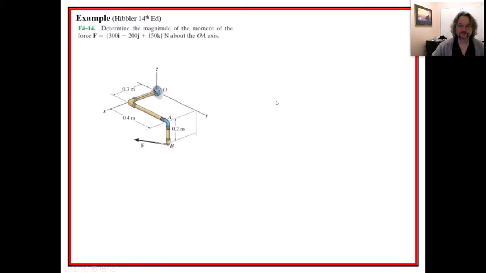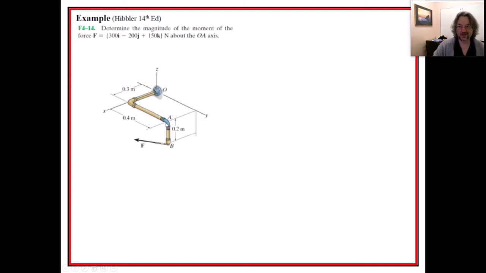All right, one more. Here's an example out of Hibbeler's 14th, which is sort of like an application. I like this one better than the examples in Beer-Johnston. Don't tell them. We're going to determine the magnitude of the moment of this force about the axis OA. So we can make a new axis that goes between O and A, and we want to know what kind of moment is going to be spinning about that because of this force.